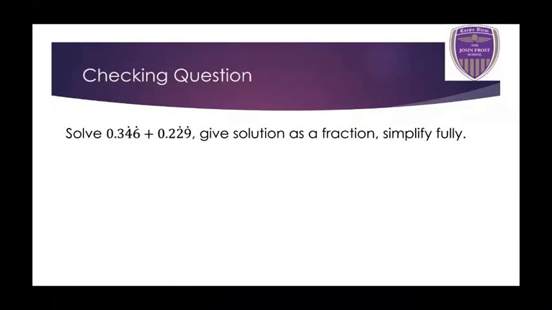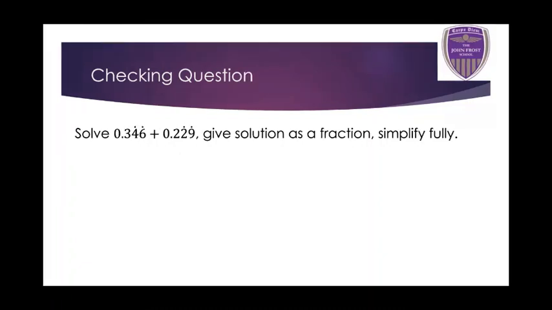So, checking question. I want you to solve 0.346 recurring and 0.229 recurring. Give the solution as a fraction and simplify fully. Okay, so pause the video and have a go at this question. Best of luck. Okay, so to answer this question, first of all, we need to write 0.346 and 0.229 as fractions before we can add them.